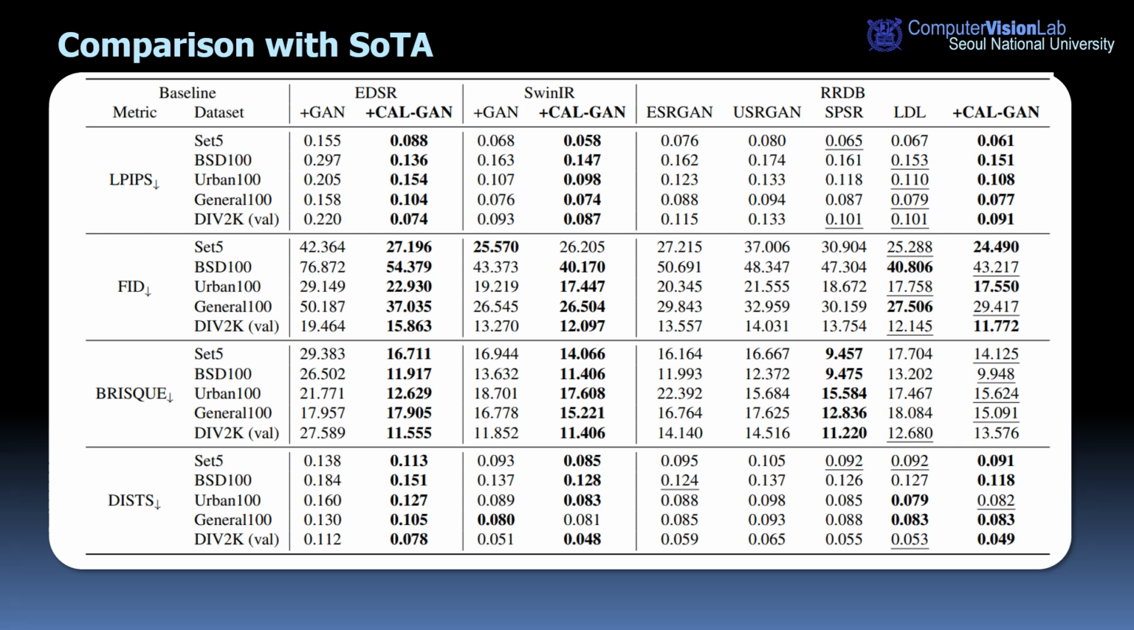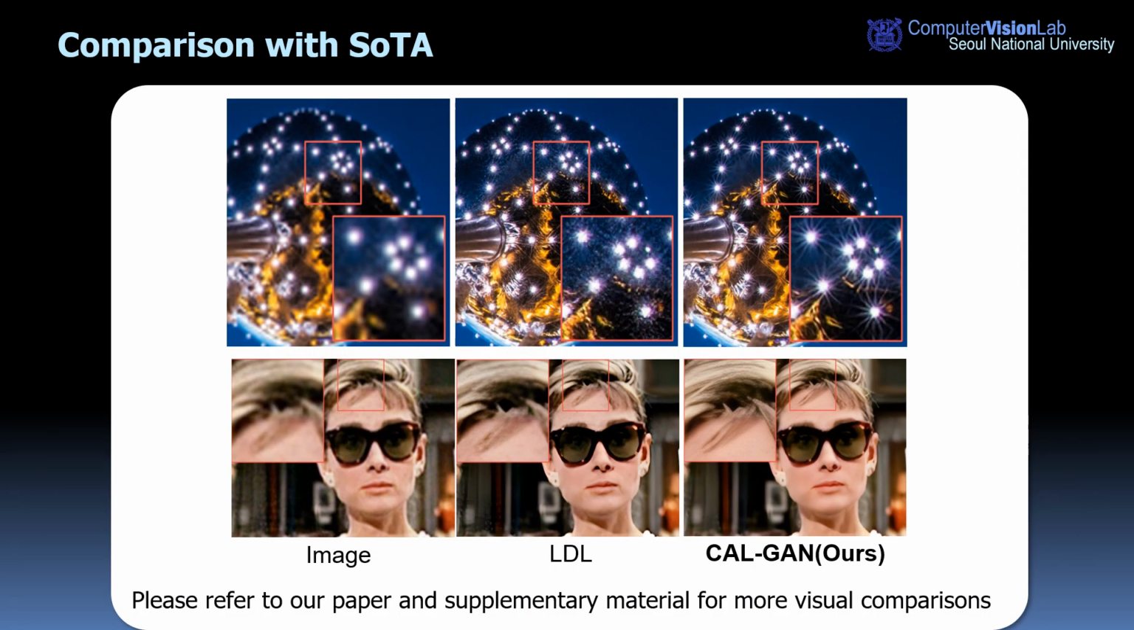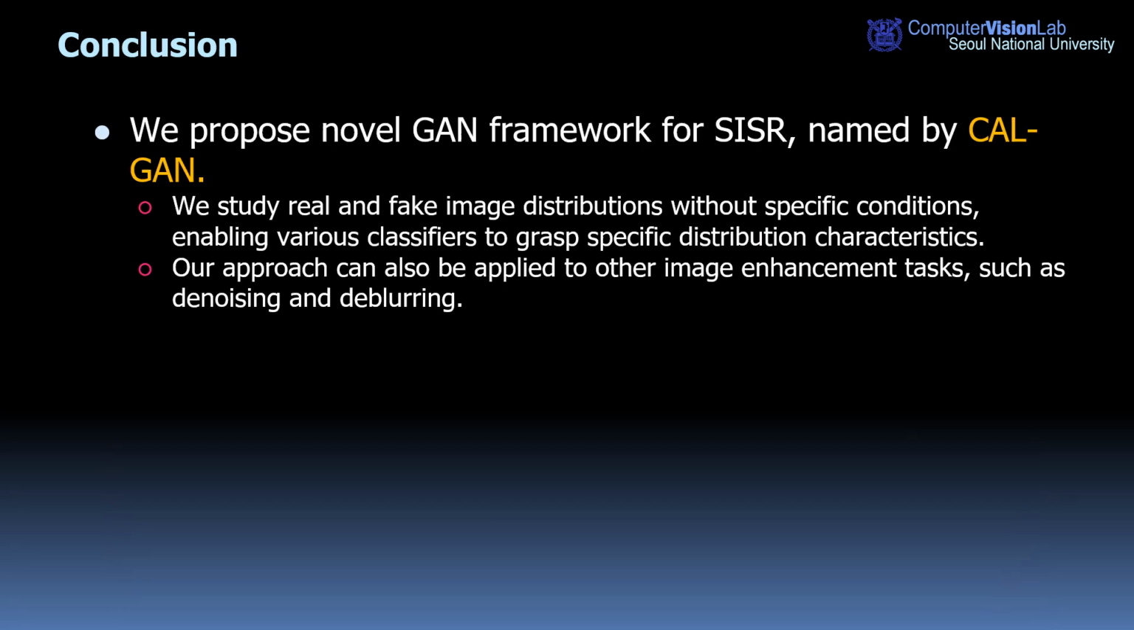We demonstrate that CalGAN works effectively with leading super resolution models including EDSR, RRDB, and SwinIR. Regardless of the baseline model, CalGAN consistently improves image quality compared to plain GAN approaches. It also competes favorably with LDL, offering sharper and more accurate results. The figure shows the visual comparison between the second best model, LDL, and our CalGAN, which produces much more visually pleasing results. Please refer to our paper and supplementary material for more visual comparisons.